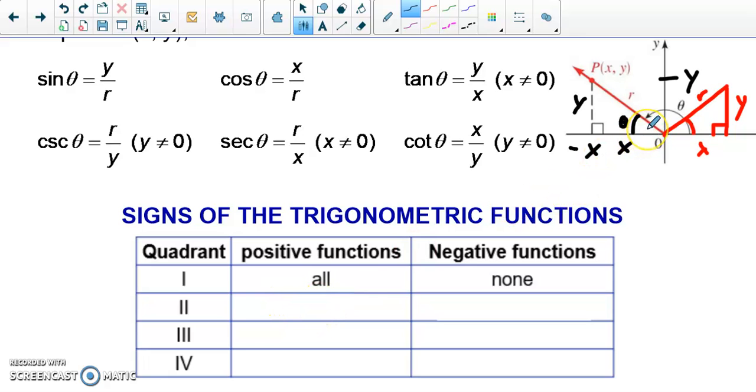Now cosine, we have x over r because it's adjacent over hypotenuse. This x is negative, so it will actually be a negative ratio. And since cosine and secant are inverses, secant will be negative as well. Now, sine and cosecant are inverses, so sine and cosecant will be the positive ones in this quadrant. All the rest will be negative because, again, tangent would be y over x, and x is negative, so it would be a negative ratio.